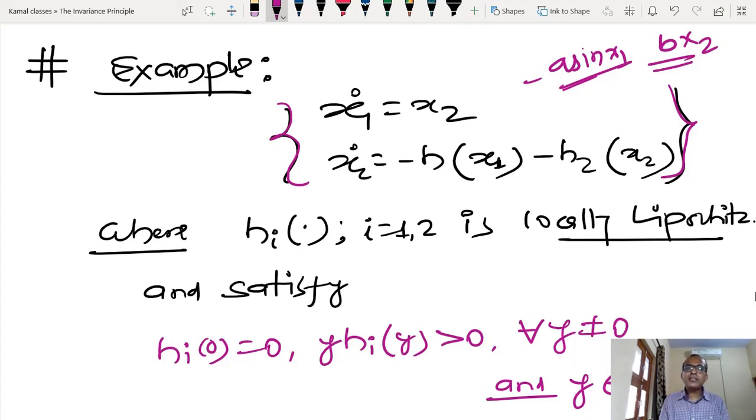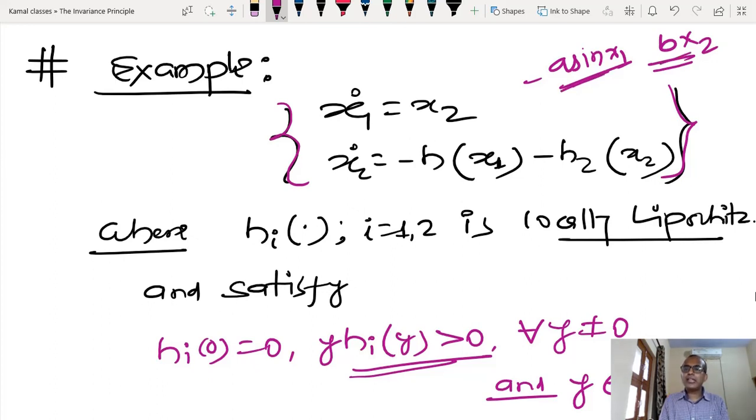I am assuming, suppose that if I have to analyze the stability of the equilibrium point, then I have to assume that h(x1) and h(x2) both equal 0, and that this kind of requirement, y h(y), is greater than 0 in some particular range. You can see that this will also satisfy.